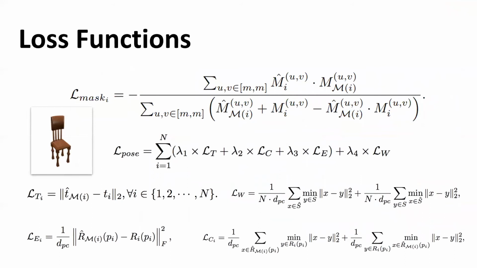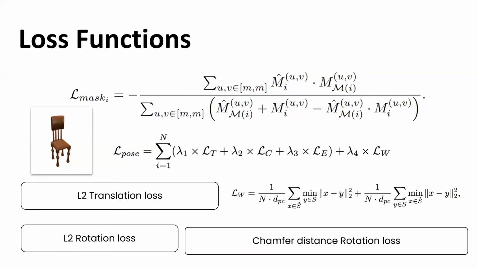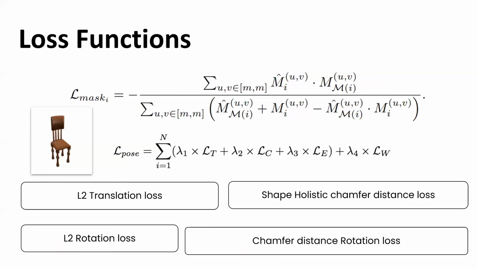We treat the segmentation module and pose prediction module separately. We supervise the instance condition mask prediction using the soft IoU loss between the ground truth image segmentation and the predicted mask. We can supervise the pose prediction module using translation L2, rotation L2, rotation transfer distance, as well as the final shape transfer distance loss. Specifically, translation L2 means L2 distance between the translation prediction and the ground truth translation in Euclidean space.